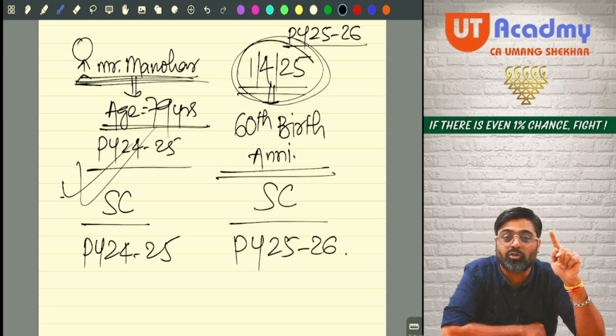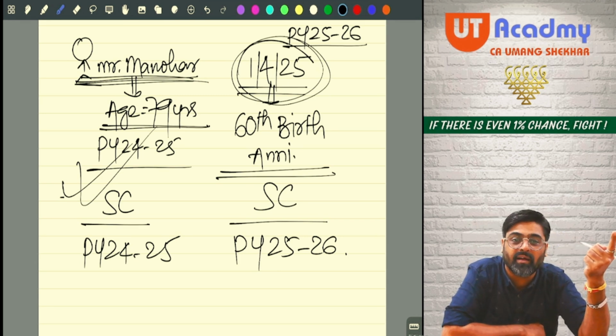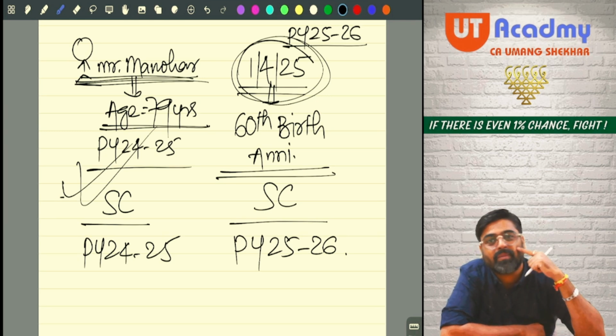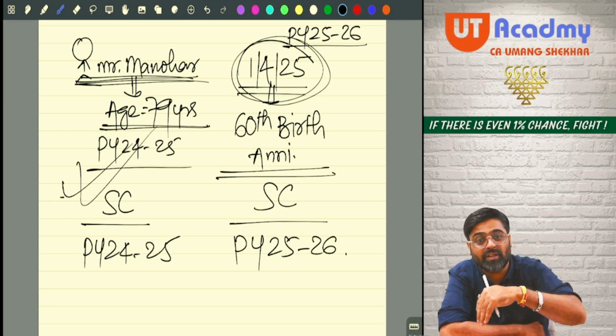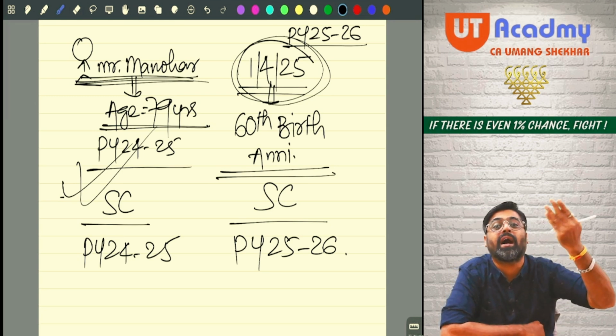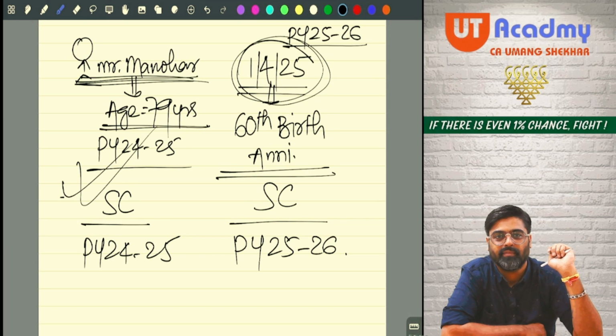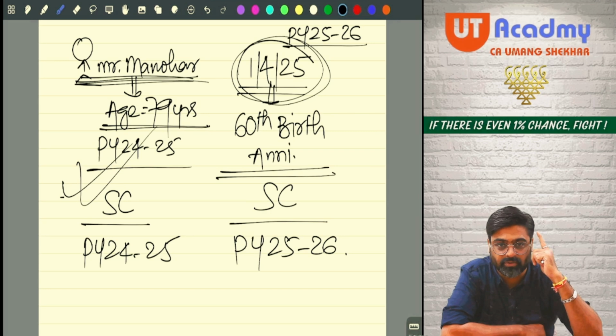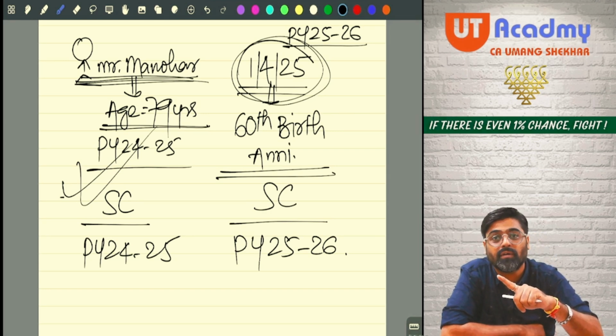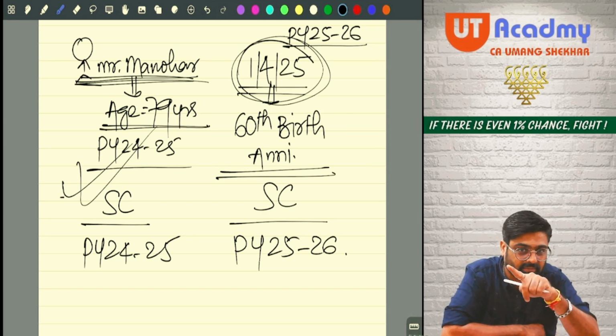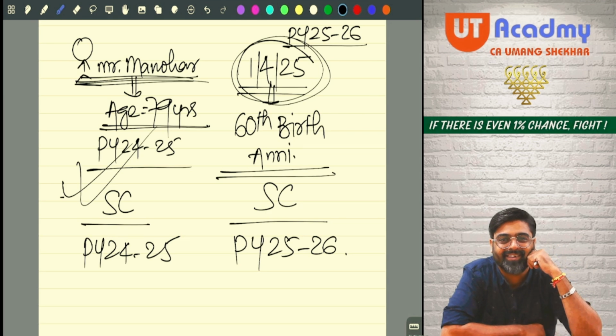When will he become a super senior citizen? 1st April or 31st March itself? 31st March itself. So with effect from this year only, he'll start getting the higher basic exemption limit of 5 lakhs. Getting my point? So this was the CBDT circular. You are supposed to remember it, will you? And just imagine if this kind of adjustment is given in the question.